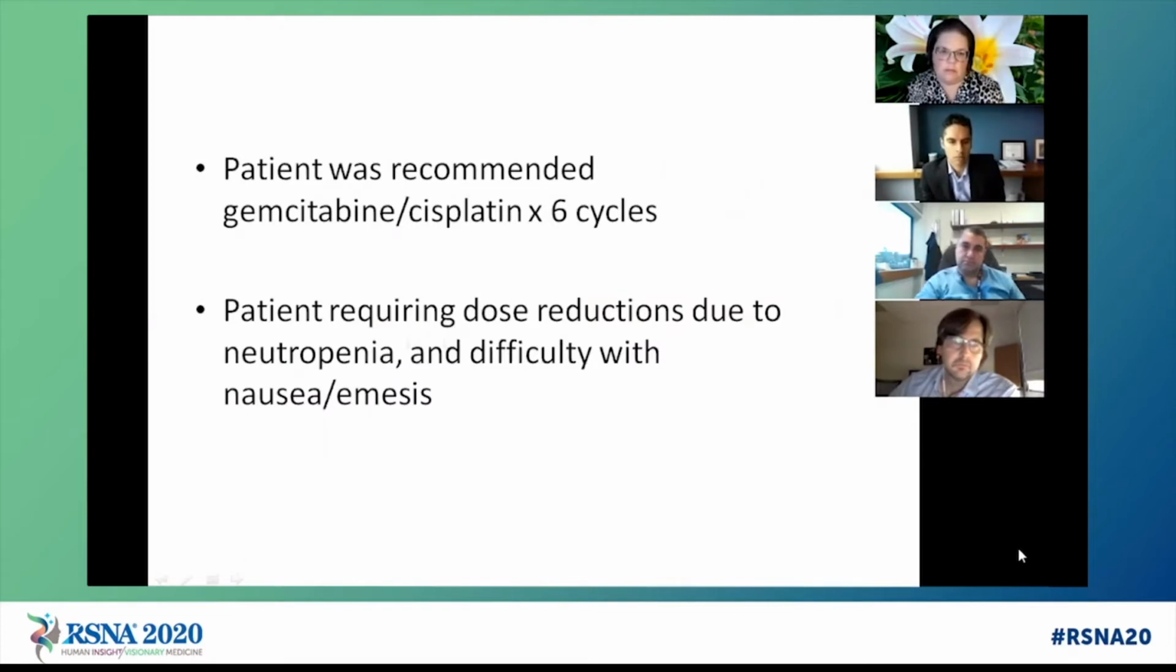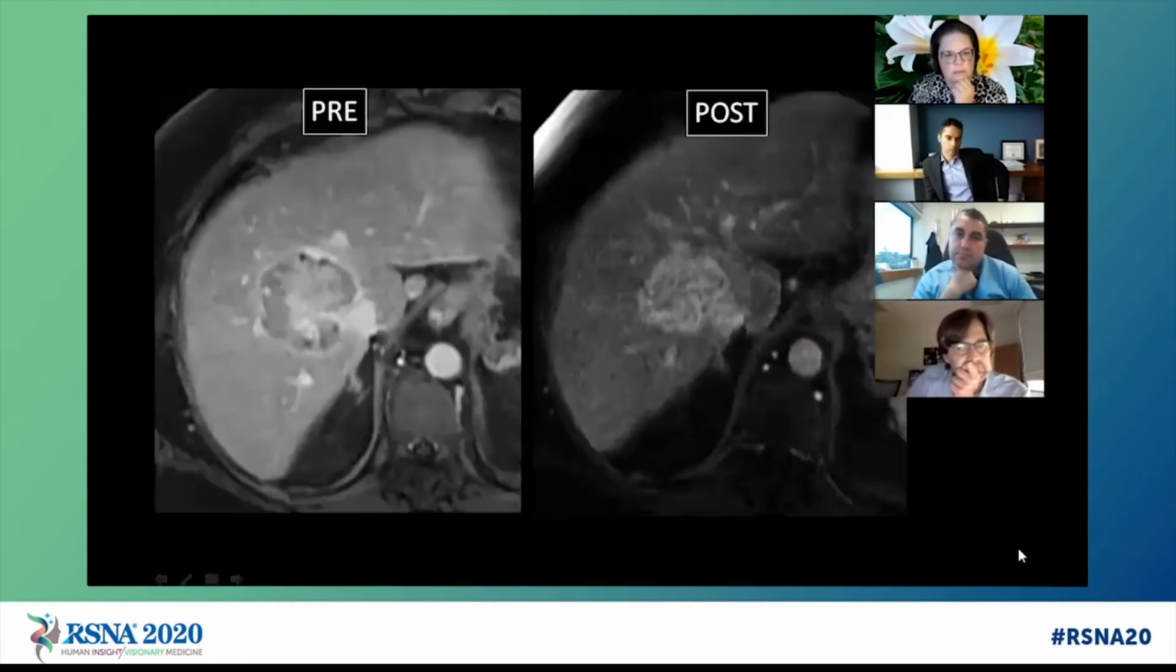So he was marginal, he's older, he was 72, had prostate cancer. He ended up getting gemcitabine for 6 cycles, had difficulties requiring dose reductions due to neutropenia, nausea, and vomiting. And this is his set of post scans. Dr. Baird, can you describe what you see?